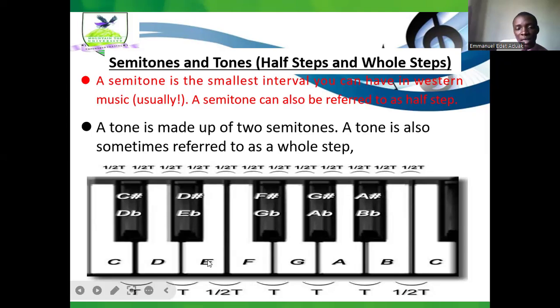Now, if you look at E to F, you can find out that there is no black key in between. So it's just straightforward, just a semitone distance. E to F is a semitone distance. If you look at B to C here, there is no black key in between. It's just a small, straight distance. So B to C is a semitone distance. Now, if you move from F going to F sharp, which is the black key in front of F, from F to F sharp is a semitone, because it's just a half step.